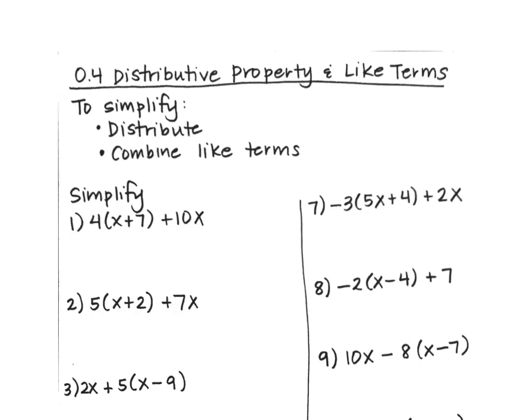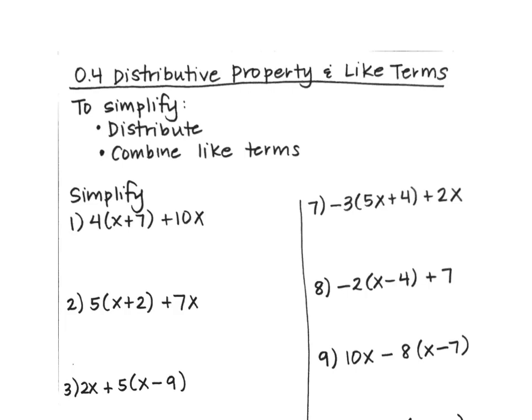For 0.4, we're going to use the distributive property and like terms. To simplify an expression, the first step is you look and see if anything needs to be distributed, or you look for parentheses. The second step is you combine like terms if you see any like terms. Okay, so for number 1, the direction says simplify.